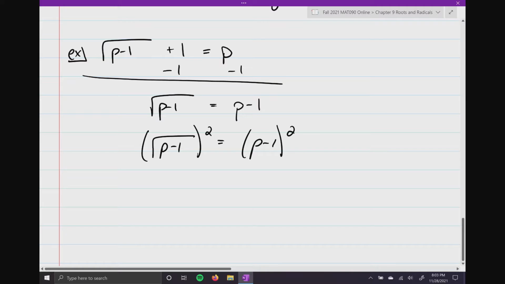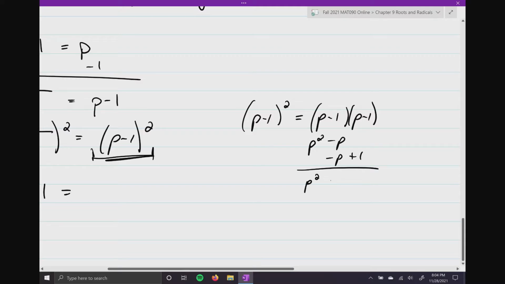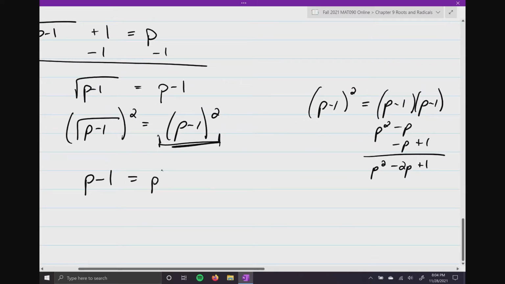Okay? Now, you have to be careful on the right-hand side. The left-hand side is easy. The left-hand side is going to be p minus 1. It's this right-hand side I have to be careful with, because remember, p minus 1 quantity squared means p minus 1 times p minus 1, which means we have to distribute. That gives us p squared minus p minus p plus 1, or p squared minus 2p plus 1. So I need to write that over here: p squared minus 2p plus 1.